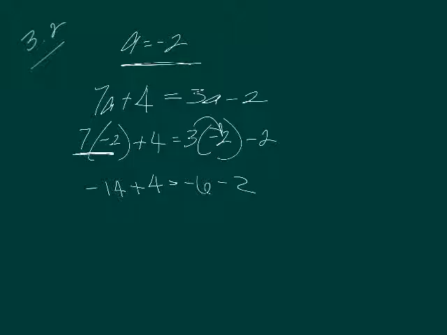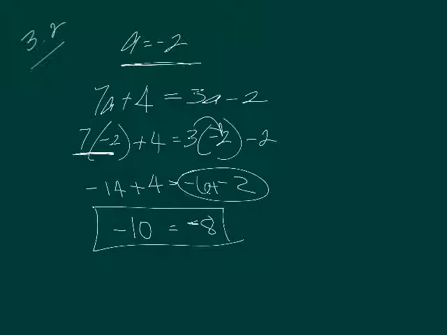So -4 plus 4, signs are different. We take the difference between the two. We put the sign of the largest number on there. -6 minus 2, or -6 plus -2. Signs are the same. You add them, put the sign, and we get -10 equals -8. That is not a true statement. So therefore, a cannot be -2 because it gives us a false statement. If that would have given us a true statement, we could say that, yes, a does equal -2. But that's not the case.